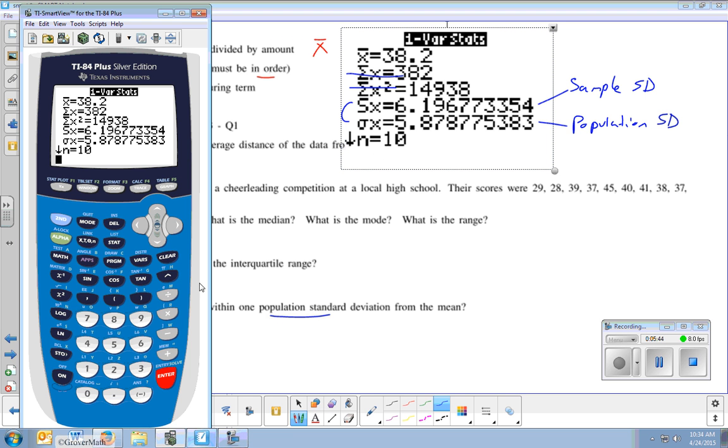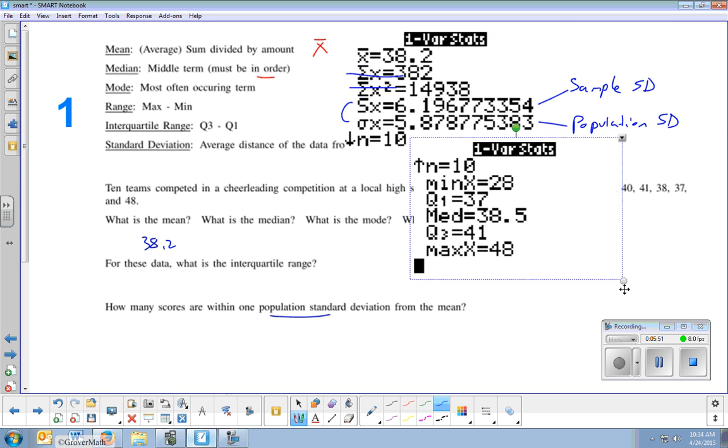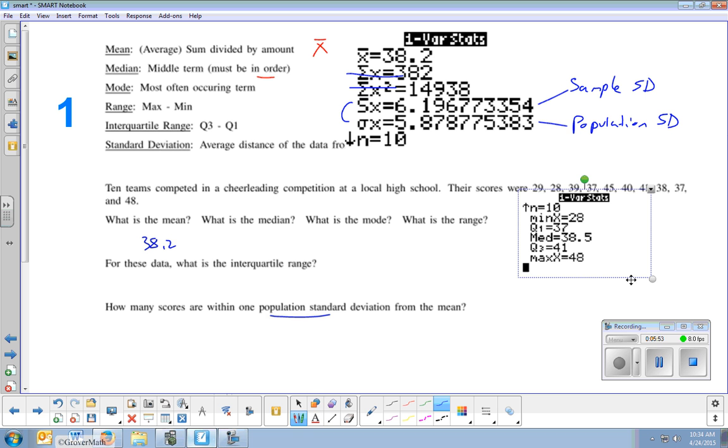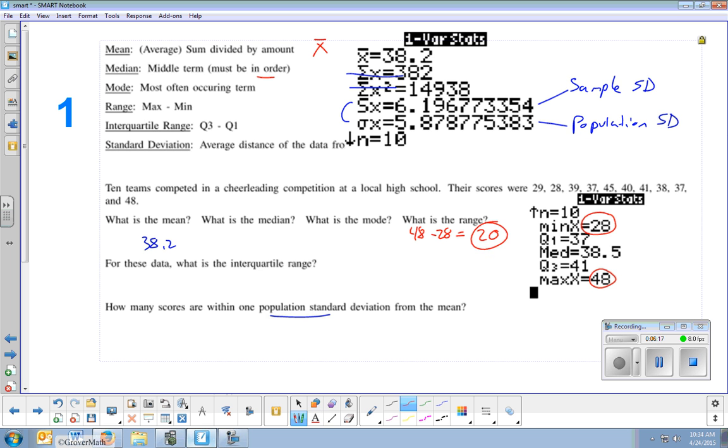All right, but we can scroll down further on our calculator and get a lot of other good information there as well. So let me move this, make it a little bit smaller so I could fit them both in here. So n equals 10, we talked about that. Minimum equals 28. That's going to be useful for when we do our range. Maximum equals 48. That's what we need to do range. To do range, you do max minus min. So if you take your maximum value, 48, minus your minimum value, 28, that will get you a range of 20. That's your range.